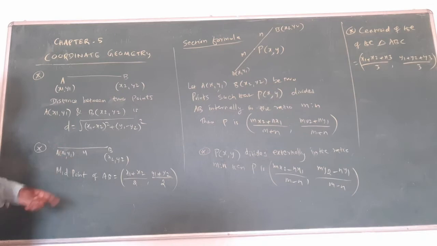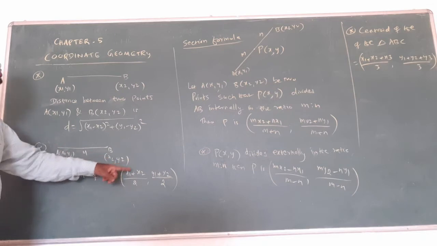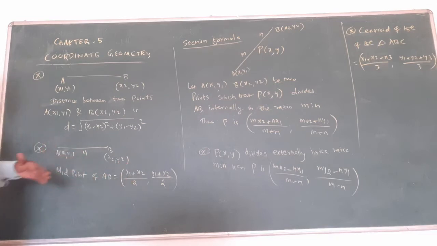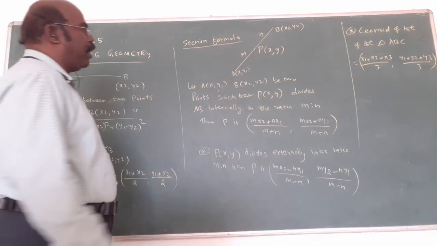Midpoint of AB is what? First point plus first point divided by 2, second point plus second point divided by 2. This is called midpoint. Then this is called the second formula.